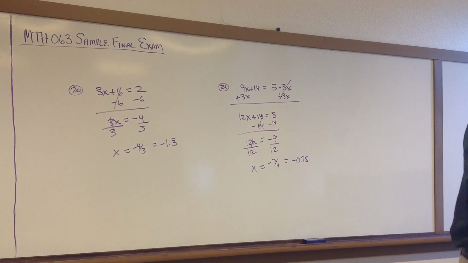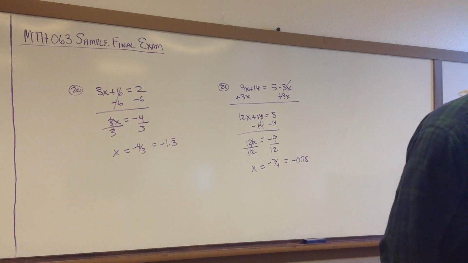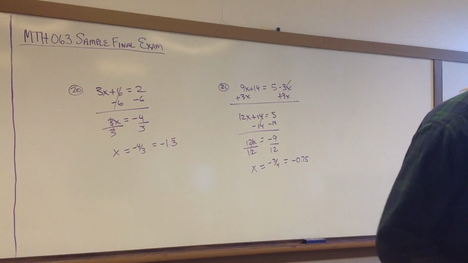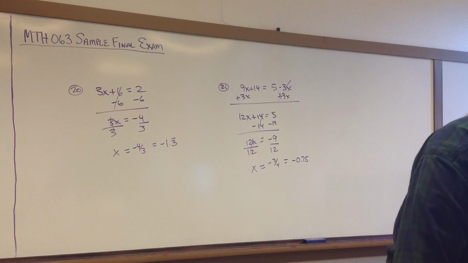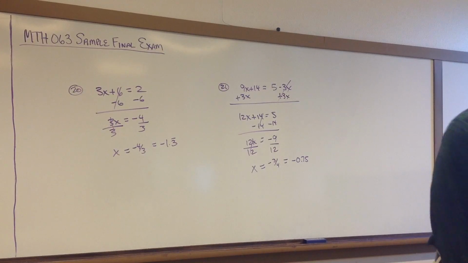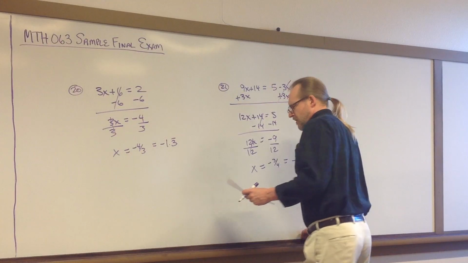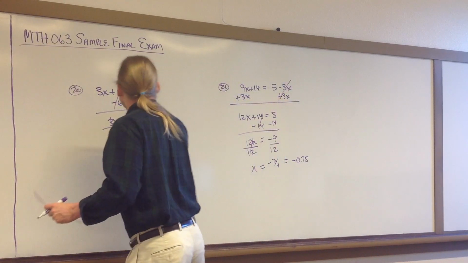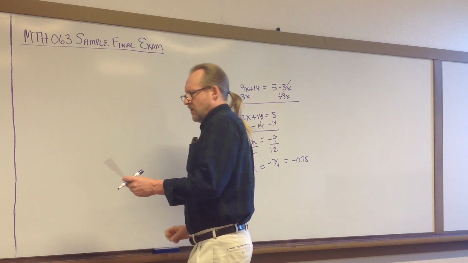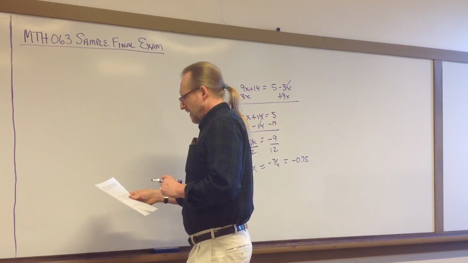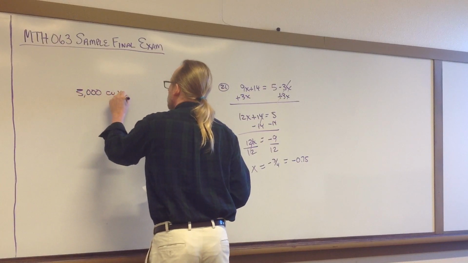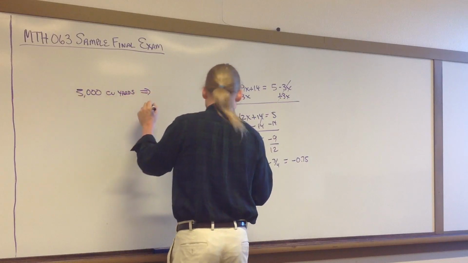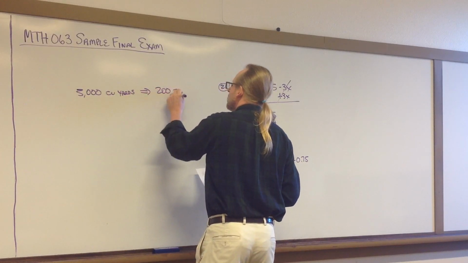Okay, let's see here. Next, we get, I believe, a nice proportion problem here about how much earth comes down in a landslide. All right, so 3,000 cubic yards of earth, which was enough to fill 200 dump trucks, right? So 3,000 cubic yards fills 200 dump trucks.